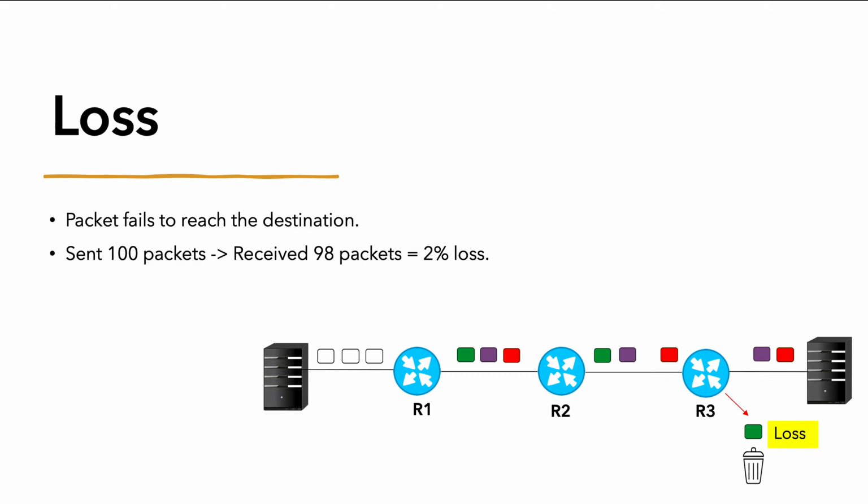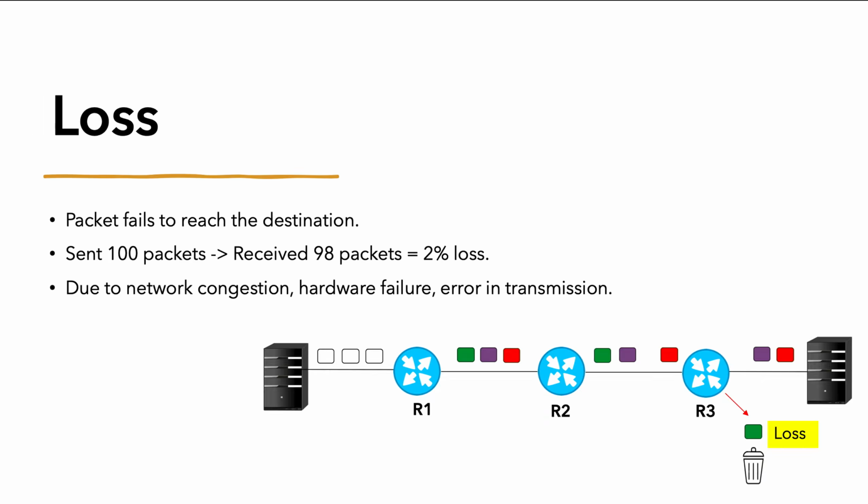If you see after R3, if a packet drops, you will receive only 2 out of 3 packets. This is called loss. And this can happen due to network congestion, hardware failures, or errors in transmission. This can degrade the performance of an application, especially those sensitive to data loss, such as real-time audio or video streams.